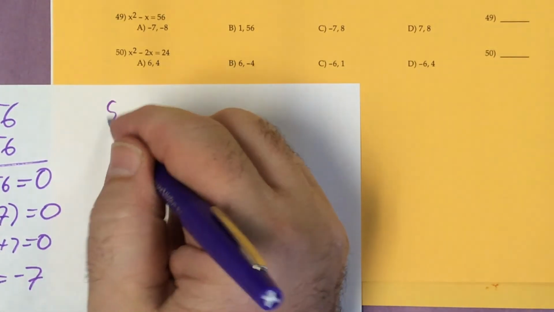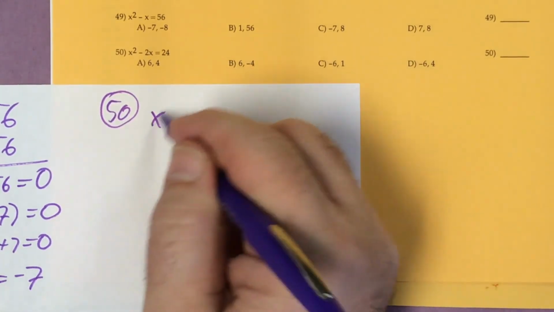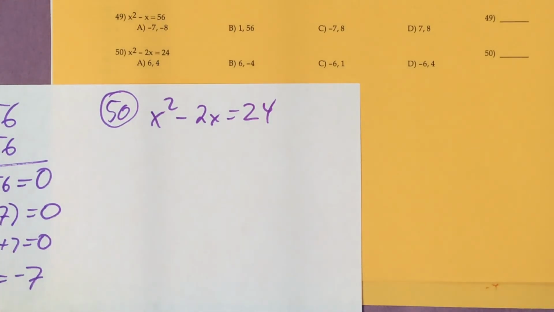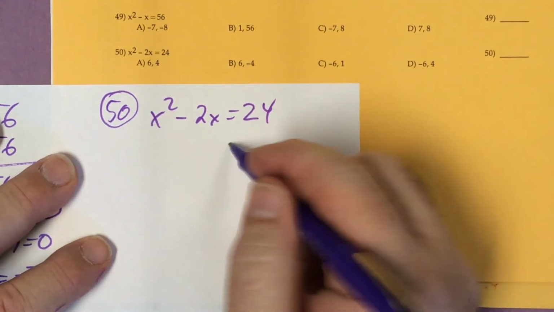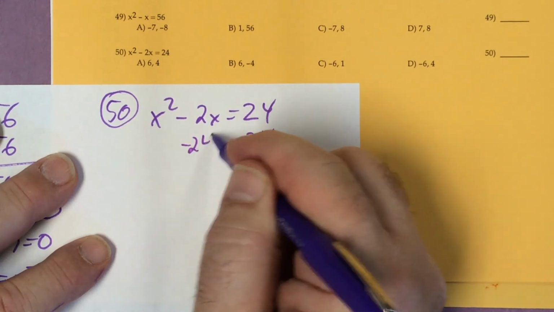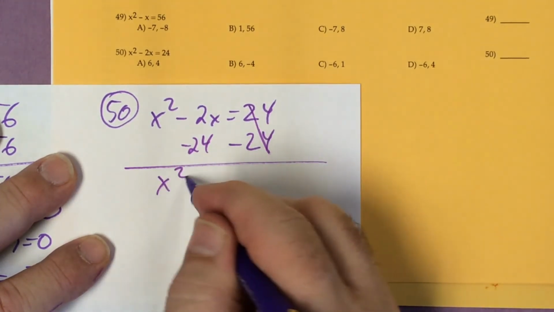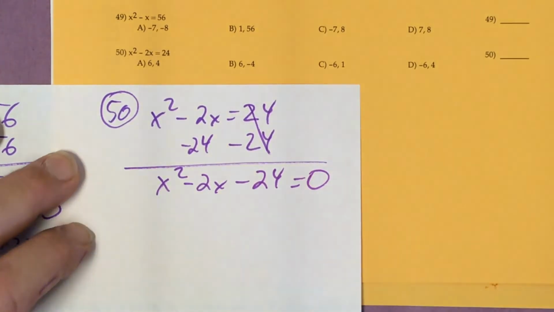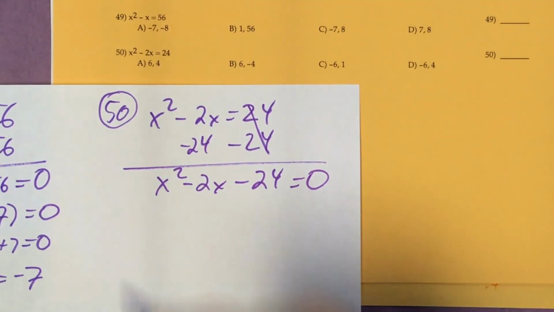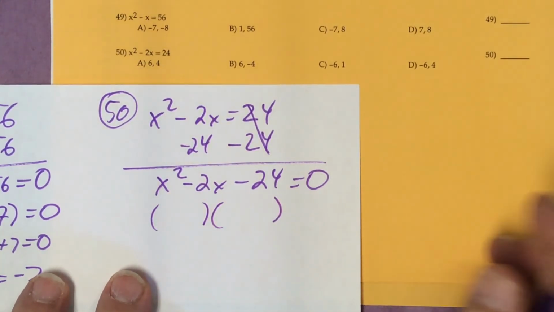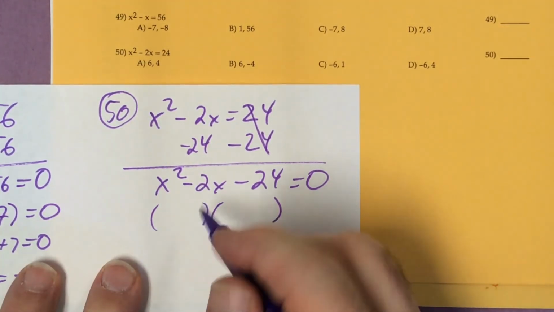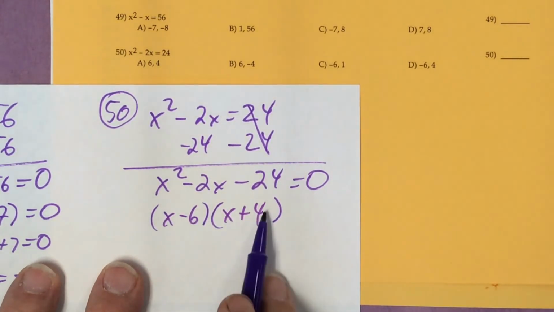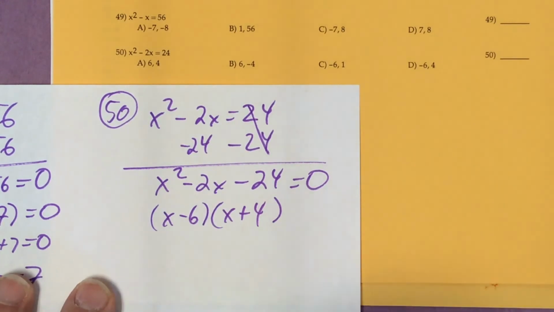Last question. Hurrah, hurrah, hurrah. X squared minus 2x equals 24. I'm going to go ahead now and I'm going to get this equal to 0 by subtracting 24. So that'd be x squared minus 2x minus 24 equals 0. Now once I have it equal to 0, I can factor it. Again, I'm going to let you worry about getting those factors. I'm going to write this as x minus 6 times x plus 4. Gives me a product of negative 24, a sum of negative 2.